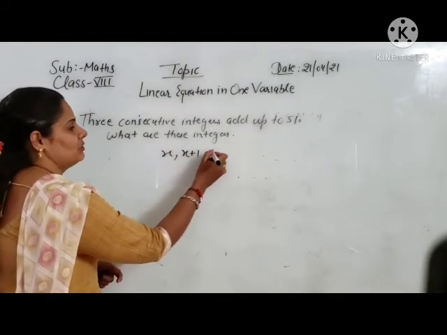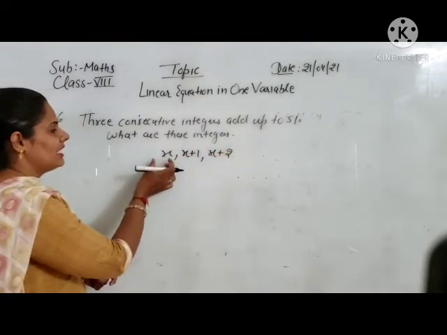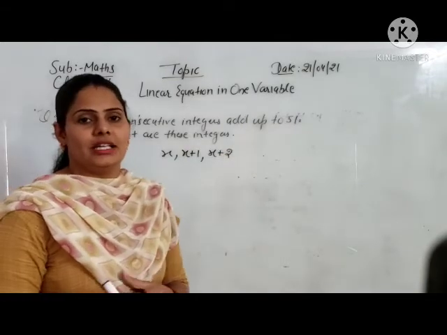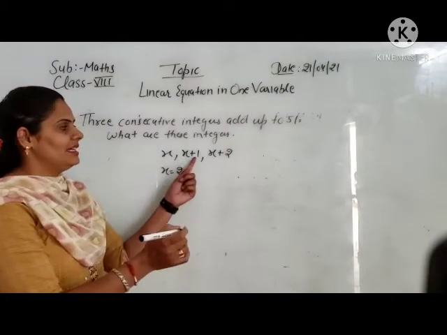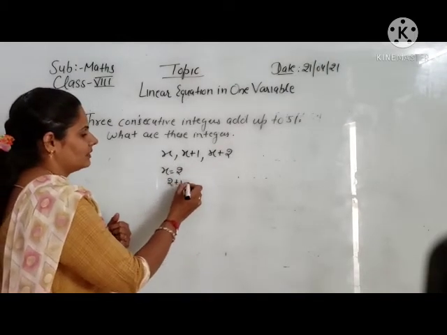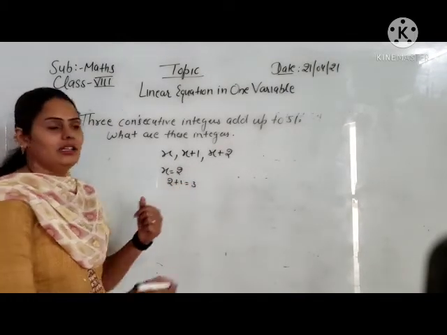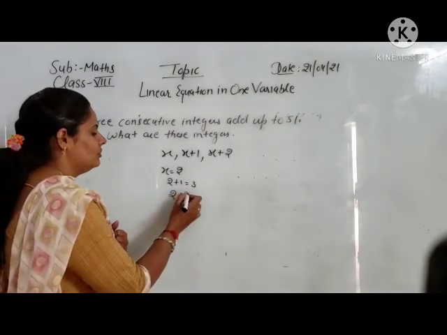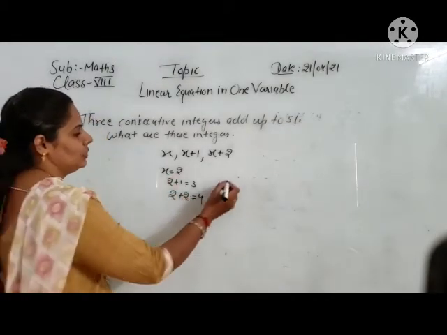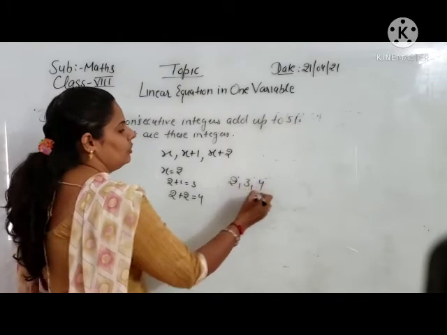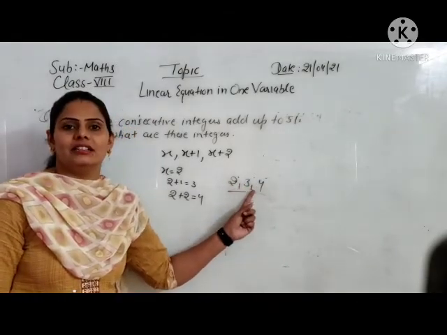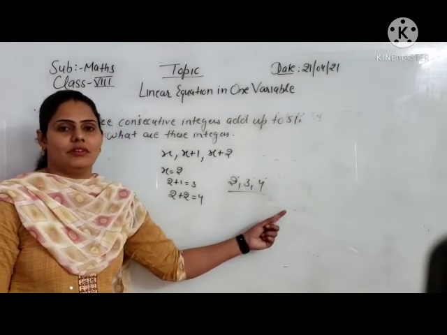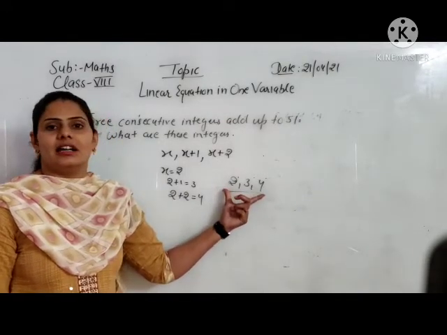and the third number you can assume will be x plus 2, because at the place of x, if you put any value, for example x is equal to 2, what will be the second number? 2 plus 1, 3, and what will be the third number? 2 plus 2, 4. So you can see 2, 3, 4. All the 3 numbers are consecutive. After 2, the next number is 3. After 3, the next number is 4. So all these are consecutive numbers.